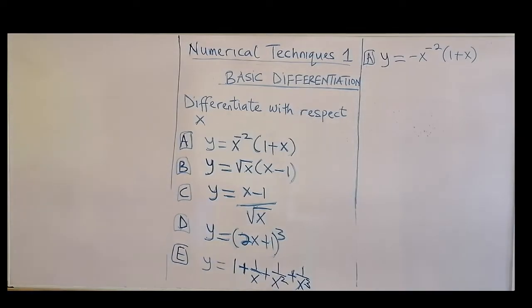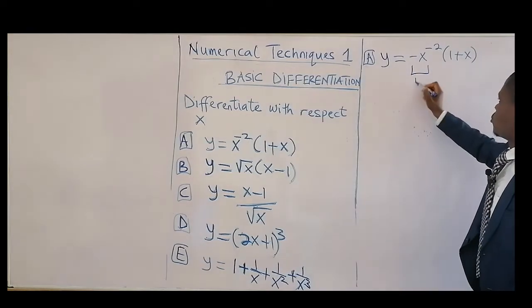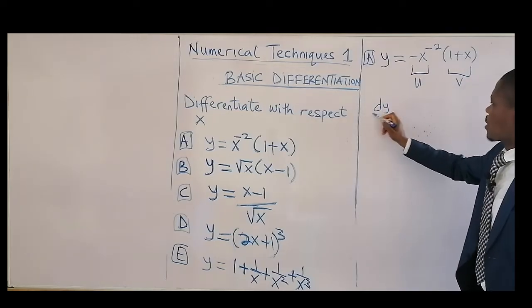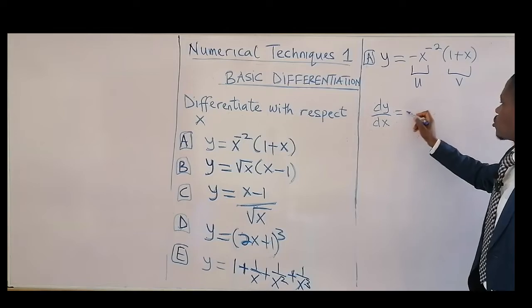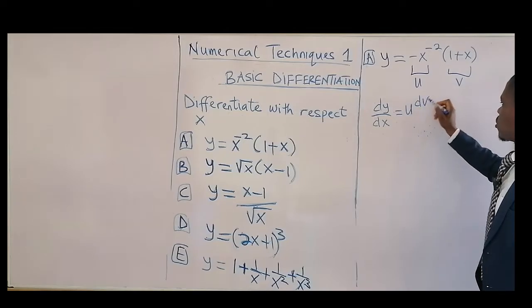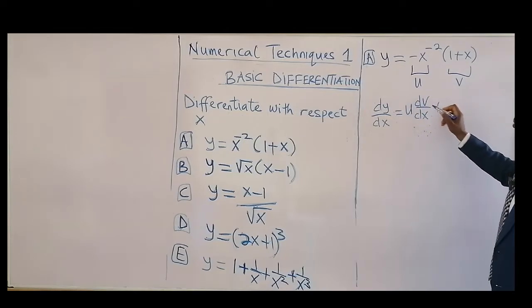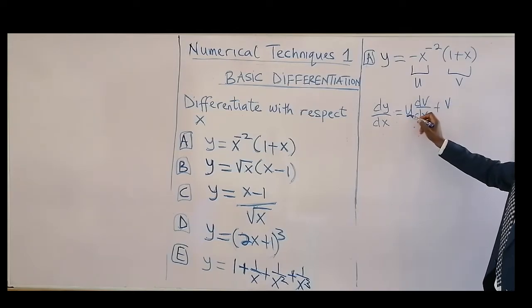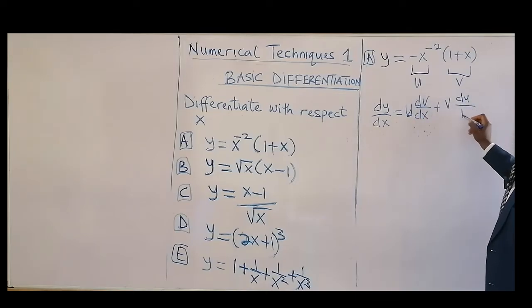So this is what we have. In this question, we can use the product rule, or we can expand the equation and then do the straight line differentiation. So let's use the product rule. Call this one your u, this one your v. So for the product rule, we know that dy/dx will be equal to: you keep one constant, you differentiate the other one, then plus the one you differentiated, you keep it constant, and then you differentiate the one you have kept constant at the first instance.